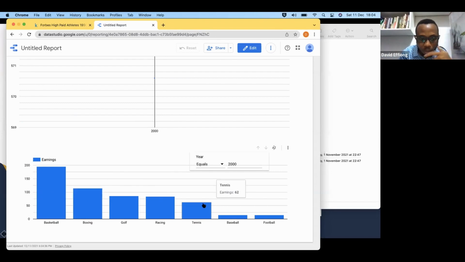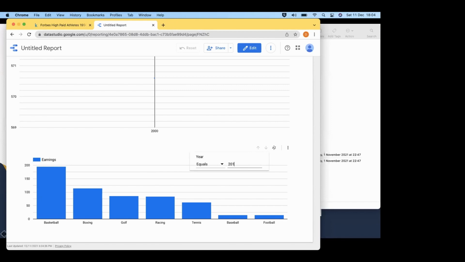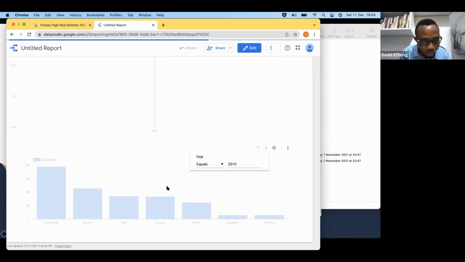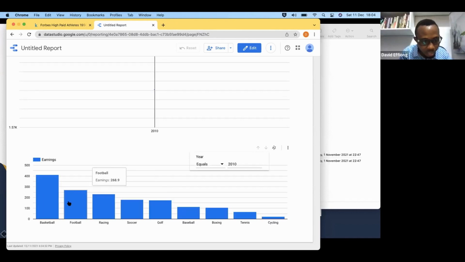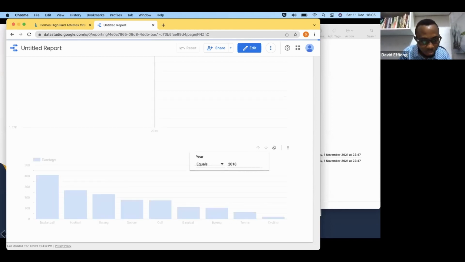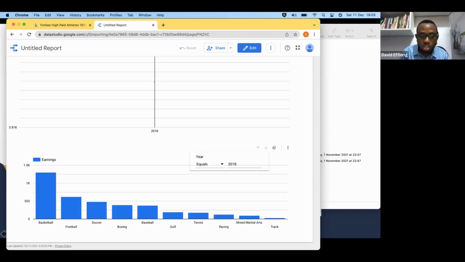In 2000, basketball is still the all-time highest. What year was the World Cup? 2010, 2014, 2018. Let's see if football will come up in 2010. It's still not there. Basketball is still higher than football in 2010. Let's see 2018. Wow, it tells us that basketball players earn more than these guys.